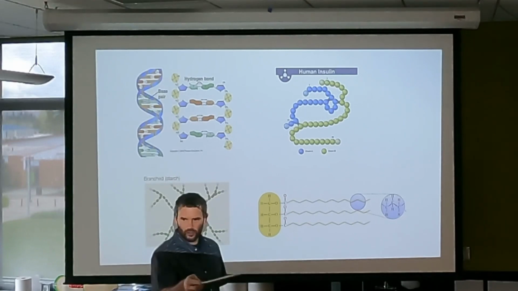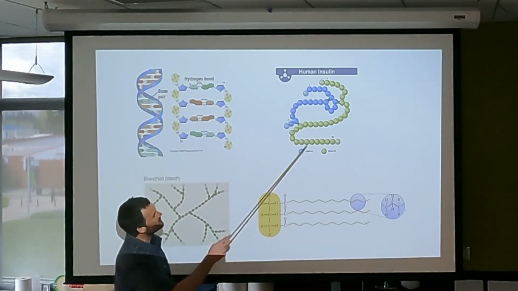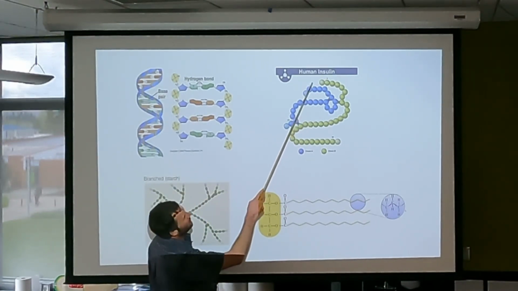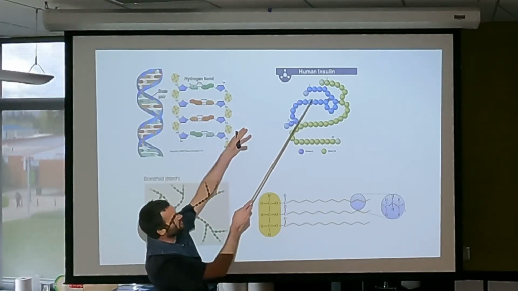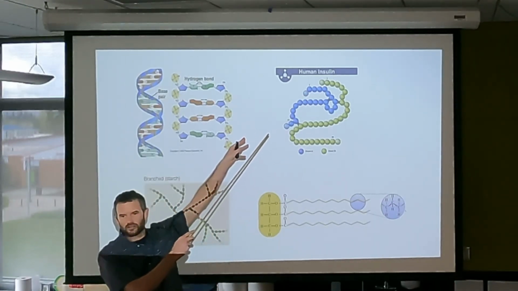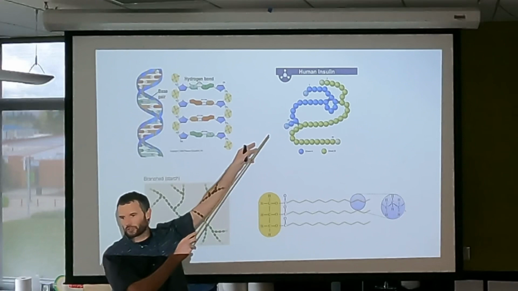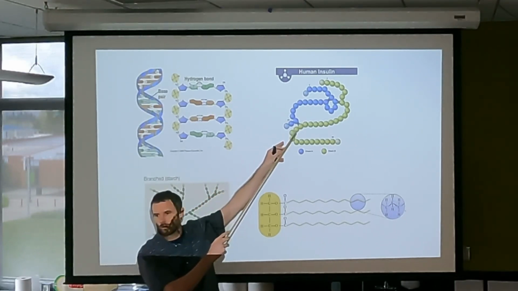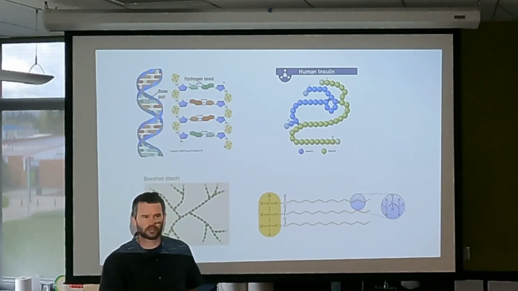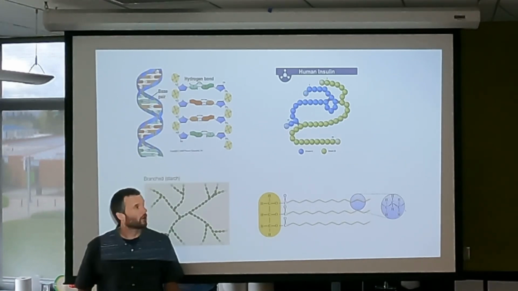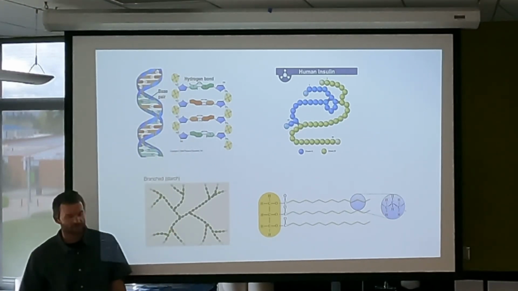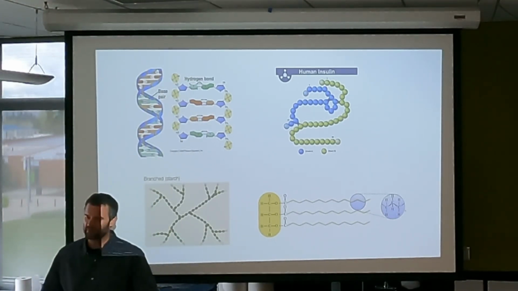Somebody in the back here, what type of macromolecule are we looking at here? This is insulin, a hormone that's produced by the pancreas. What type of macromolecule is this? Somebody in the back. We've already taken care of nucleic acids and carbohydrates, so there's only 2 left.